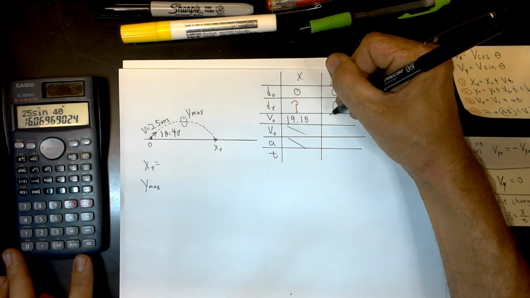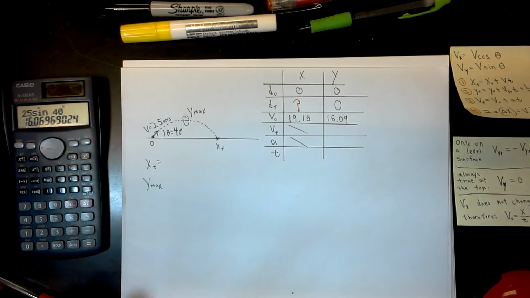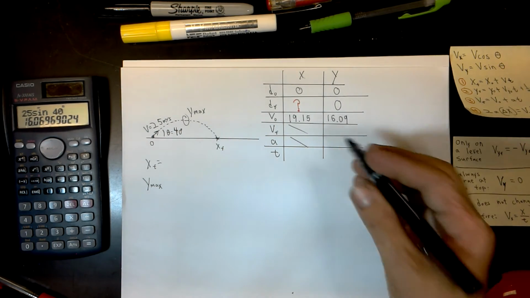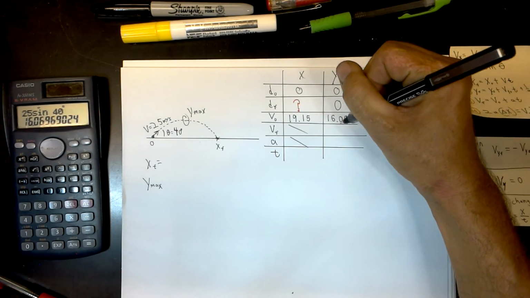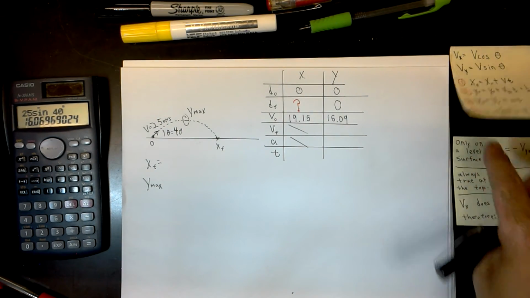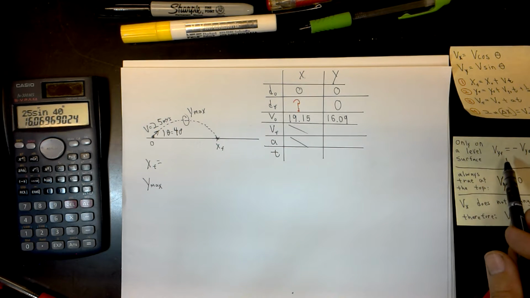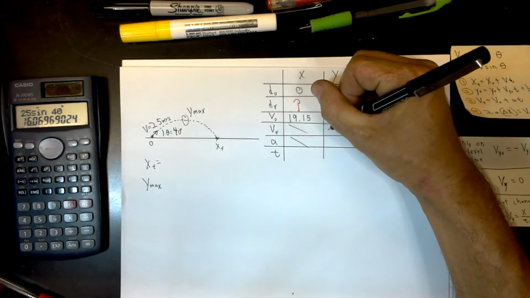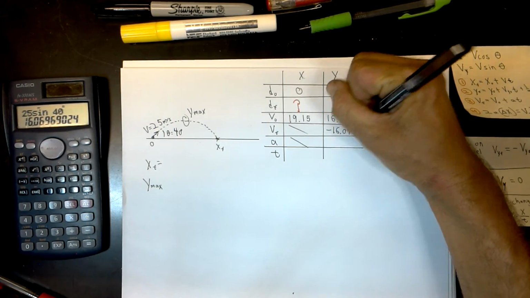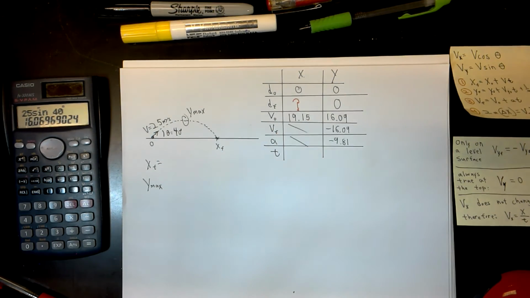And we get 16.07. Even though my initial values were in 2 sig figs, I'm using 4 to get values I'm going to use for my calculations. My final velocity in the y direction, that I can get from over here. Only on a level surface, which is what we're looking at, the final velocity in the y direction when it comes down is equal to the negative of the initial velocity. So I can put right here negative 16.07. The acceleration, we always know that, negative 9.81, and the amount of time, we don't know that.